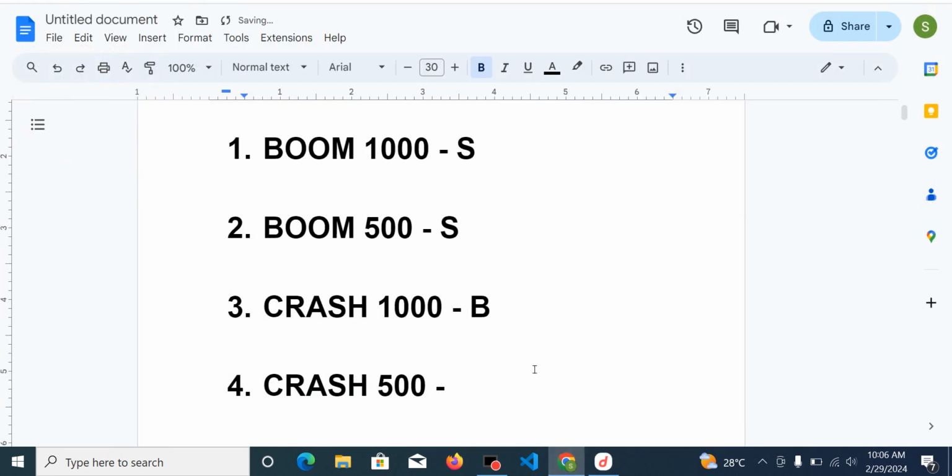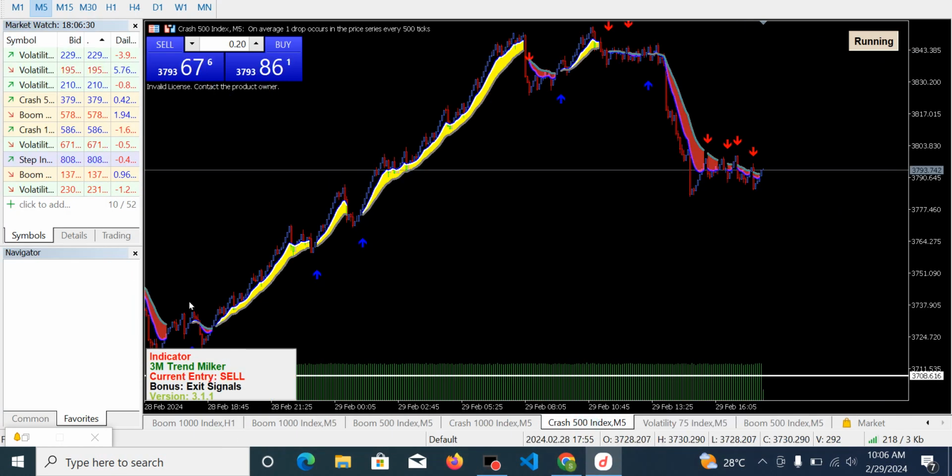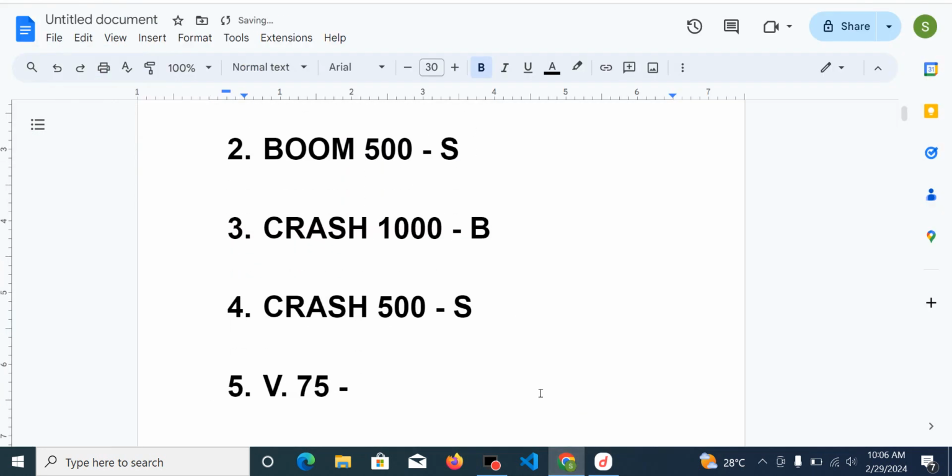Okay, so the next asset, which is going to be Crash 500, let's check it out right away. This is Crash 500. It actually went on an uptrend and got to this resistance zone, was unable to break out above it, so it started a sell trend right from there, even though it played around there for a while before breaking out below the support zone, and right now it is still selling. Okay, so this is going to be more of a selling opportunity than a buying opportunity.